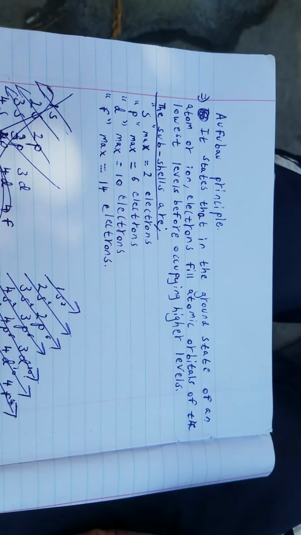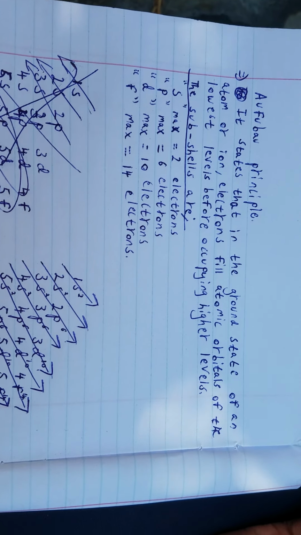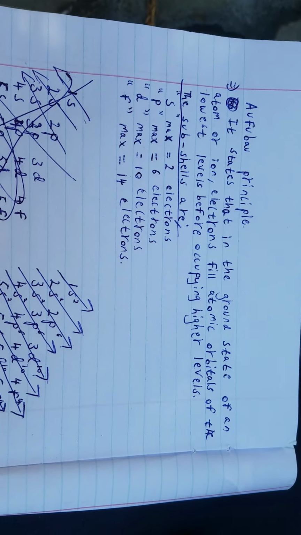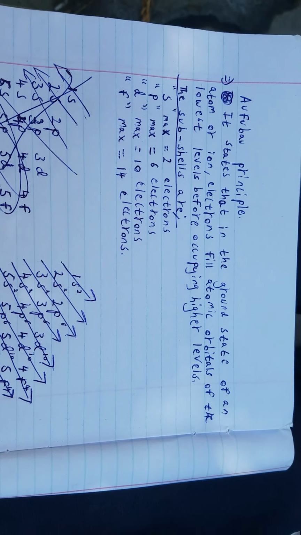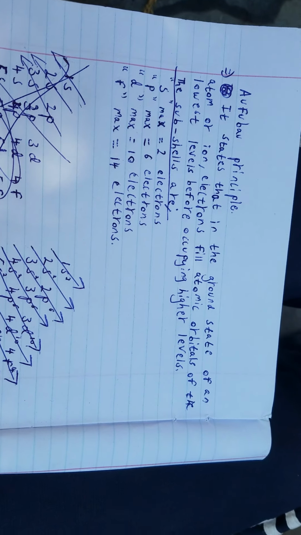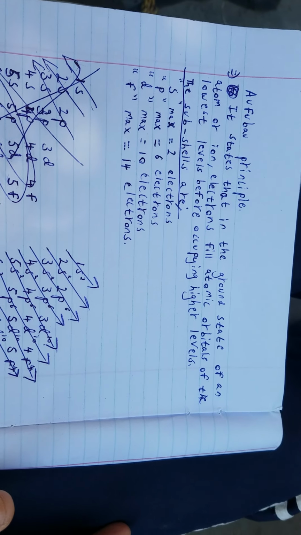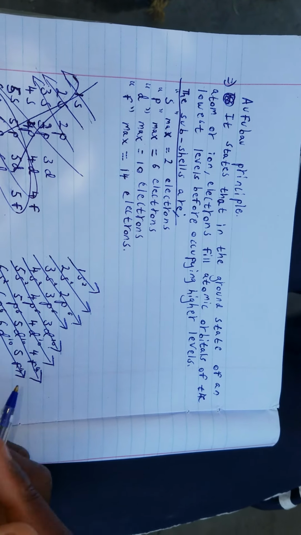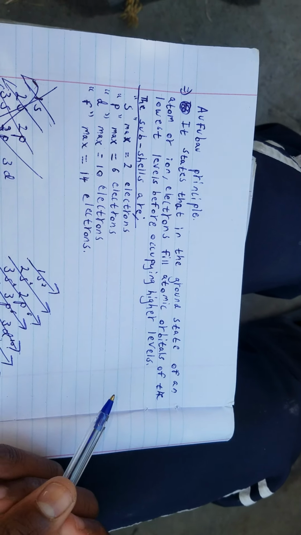Hello guys, this is what I was talking about, the Aufbau Principle. It states that in the ground state of an atom or ion, electrons fill atomic orbitals of the lowest levels before occupying higher levels. Before we continue, what does that mean?